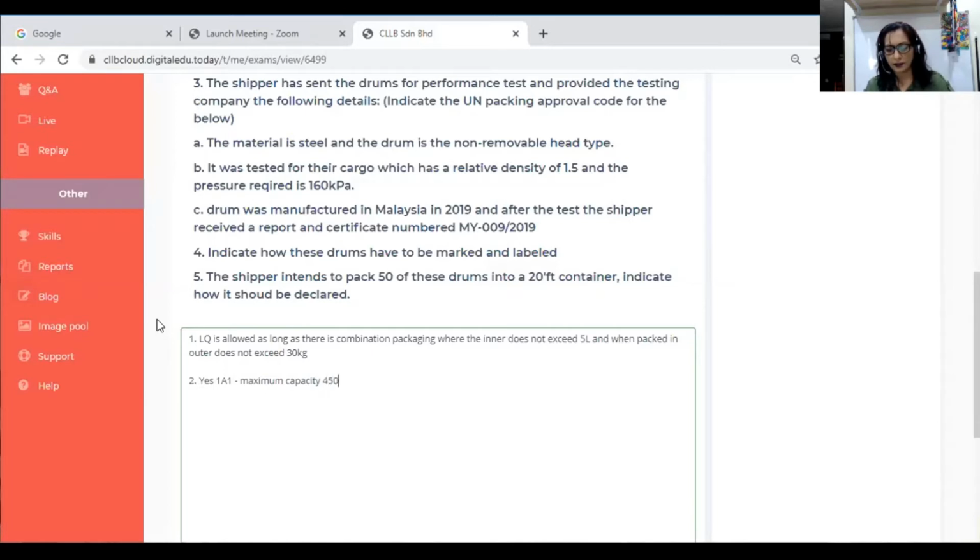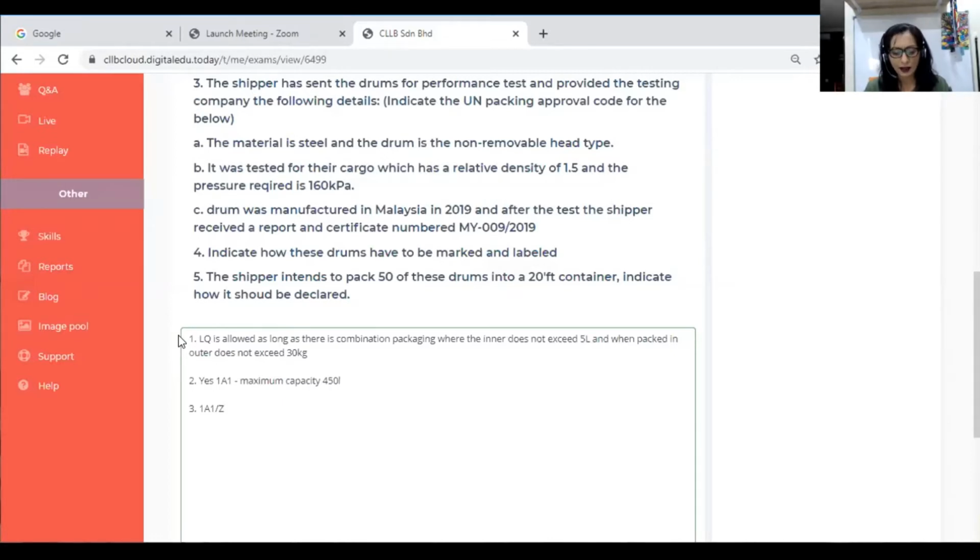450 liters, right? Then number 3 was the UN packing approval code. So that's what we were discussing just now, where we said that, okay, we have the 1A1 information, but we didn't have the packing group. So many of you used Z to indicate the packing group, and rightly so, simply because it did not mention it in the case question here. Right, so you look at the SDS, it already showed you it's packing group 3. So based on packing group 3, you use the Z there.